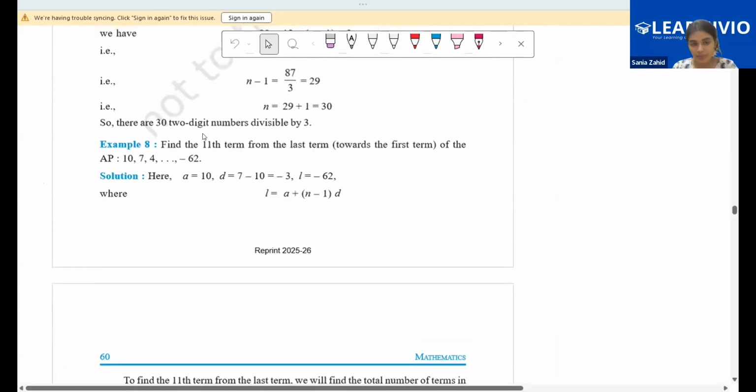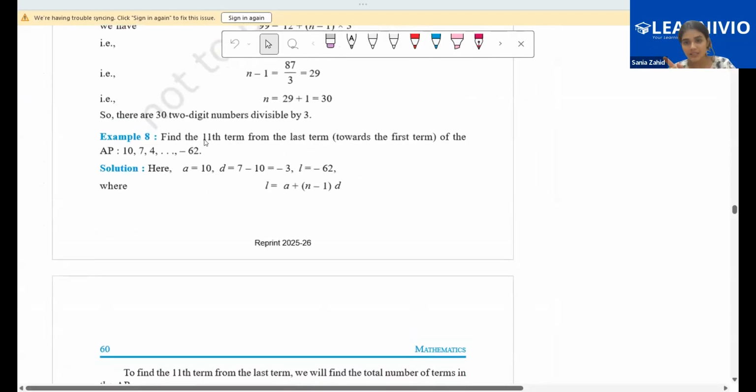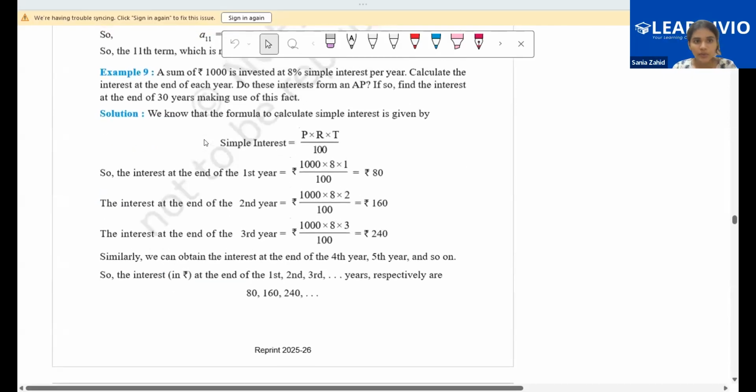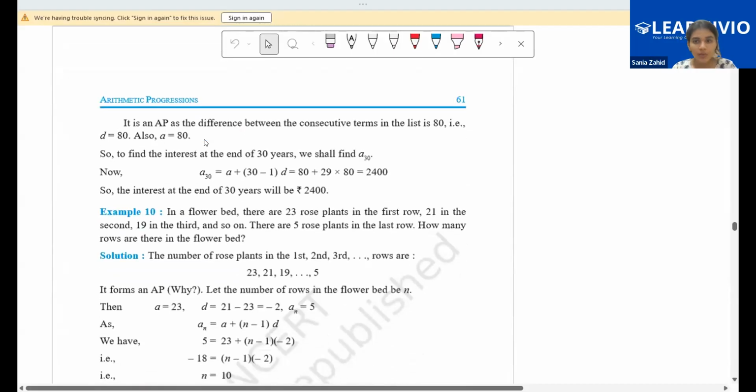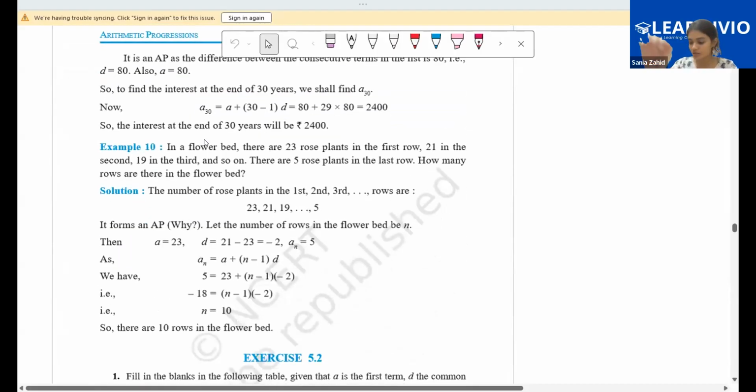So over here, if you look at this AP, minus 62, which was the last term, that actually becomes your first term. That's A1 now. And D used to be A2 minus A1, but now D will be A1 minus A2, and like that you will do, right? Next, example number 9 was also completed. Now we have to do this from the 10th question onwards.